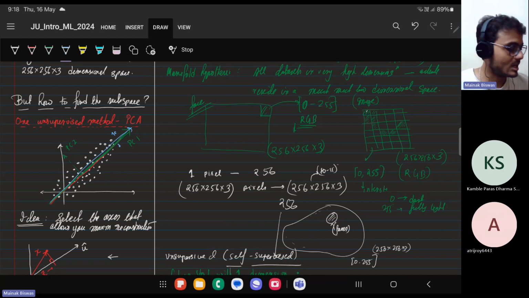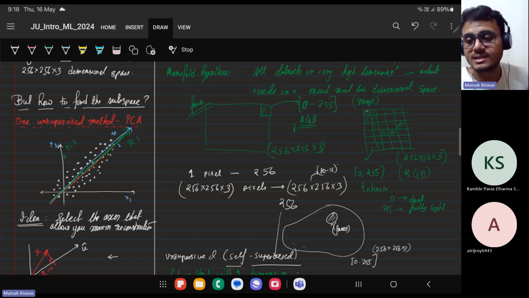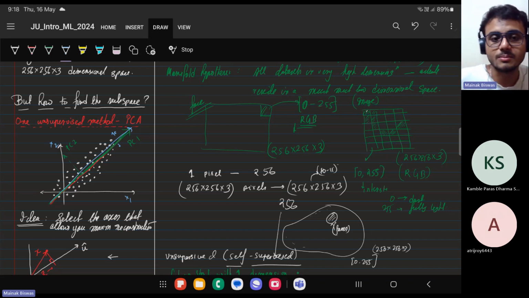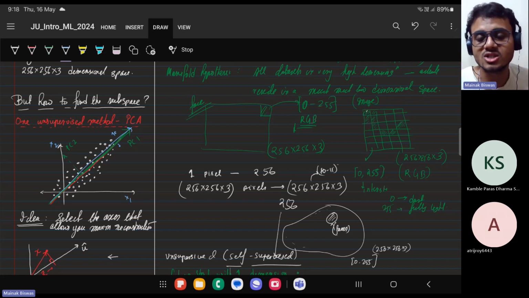But that doesn't mean that here x1 and x2 do not have information. These are two different basis spaces. You cannot directly compare them. But you can say that the data resides in a lower dimensional space. That you can say, right?